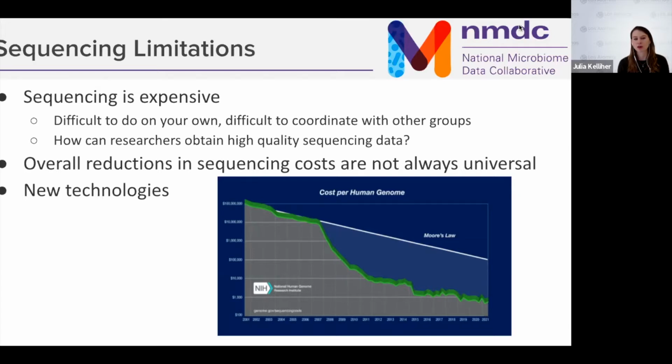But a lot of these overall reductions in sequencing costs are not always ubiquitous across different researchers and different institutions. So one thing we're going to be tackling today is how to make a lot of these recent trends towards more affordable sequencing more broadly applicable. So making sure that everyone has access to some of these lower cost alternatives. And we're also going to be discussing new technologies today. So just best practice technologies for multi-omics and microbiome research, and then how researchers can potentially access those.